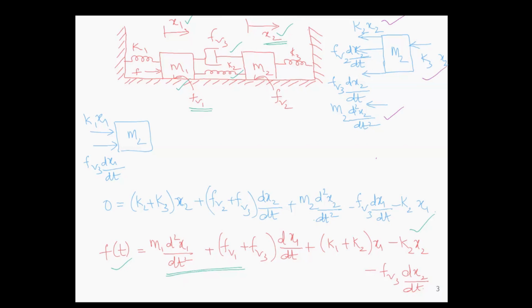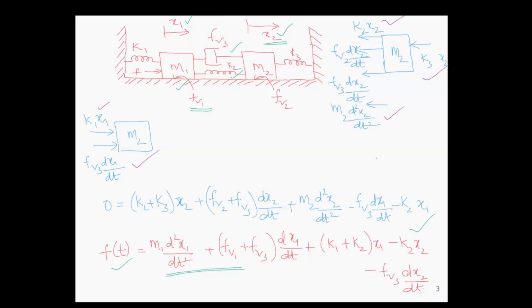These are the opposing forces, and there are 2 forces which aid, which correspond to the displacement x1. So K1 x1 and FV3 dx1 by dt. So those 2 elements are connected to M2, and that displacement x1 will aid the motion of M2. So those forces are shown here.